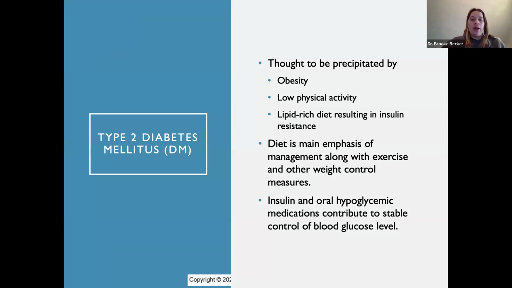Okay. Type 2 diabetes, we kind of already talked about this, most commonly from fat-rich diets, right? So then it results in insulin resistance, and low physical activity and obesity are increased risks. Okay. Insulin may be used, otherwise oral hypoglycemic medications like metformin will also be used.